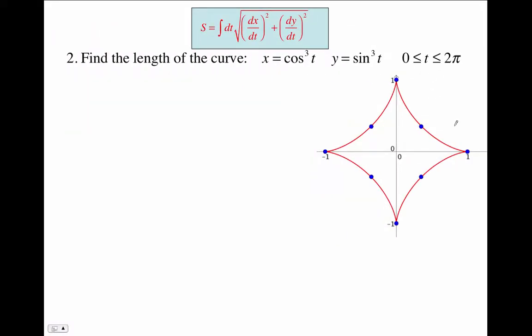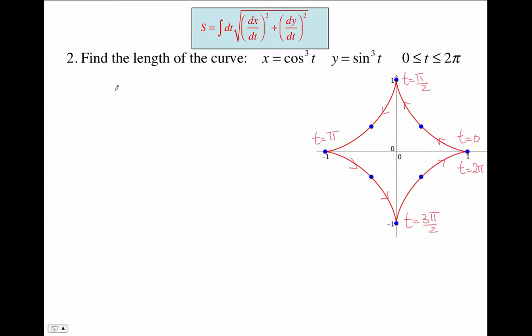The second example is a little more challenging. We are asked what is the total distance we will have walked if we start over here at t equals 0, walk along the path, come to t equals pi by 2, then walk until we reach here where t is pi, keep walking until we reach t equals 3 pi by 2, and finally we end up at the same point that we started from, which is t equals 2 pi.